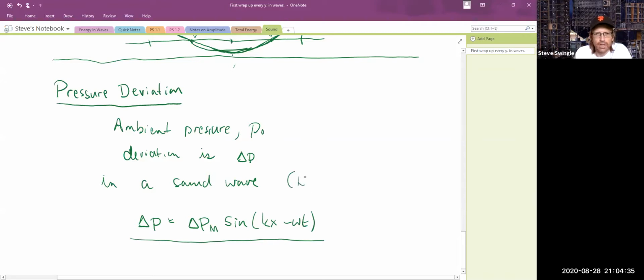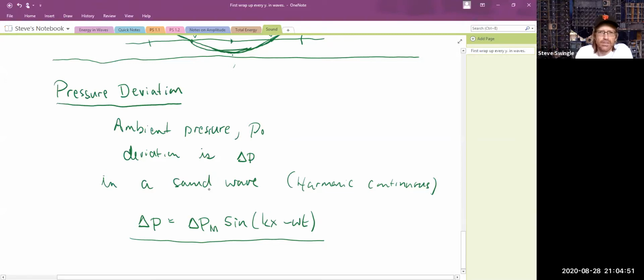This is a harmonic continuous wave. And so the idea is that I could actually talk about a wave function for sound. I could put it not in terms of particle displacement, but I could put it in terms of pressure deviation.